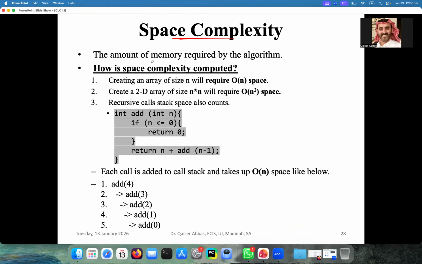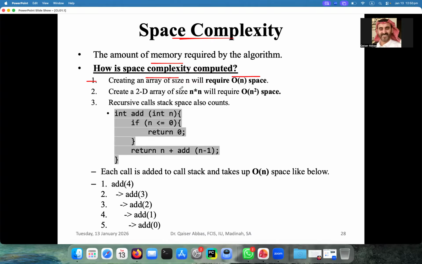How can we compute that? Rule number one: memory, how much memory your algorithm is taking. If we have an array of size n in our algorithm, then it means our algorithm is taking order of n space.